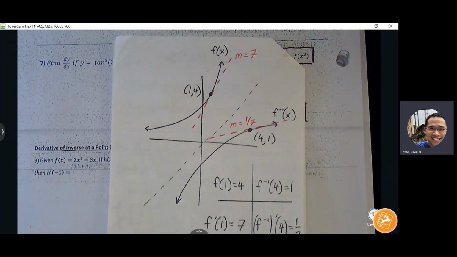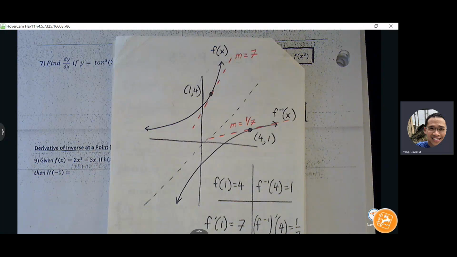And there's a special relationship with any of these ordered pairs. If there's an ordered pair that lives on the function, there's going to be an ordered pair in the opposite order for the inverse function. So if there's an ordered pair 1, 4 that lives on the function, there must be an ordered pair 4, 1 that lives on the inverse. Okay, so that's the special property that a function and inverse have.